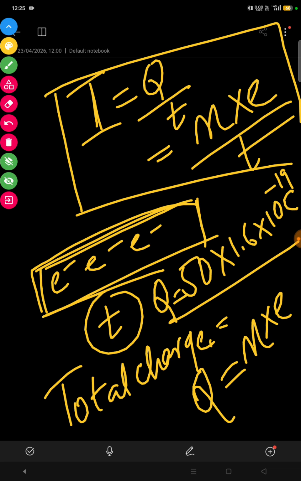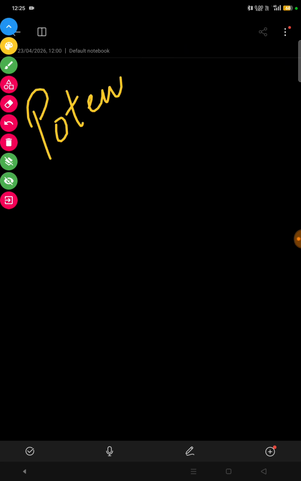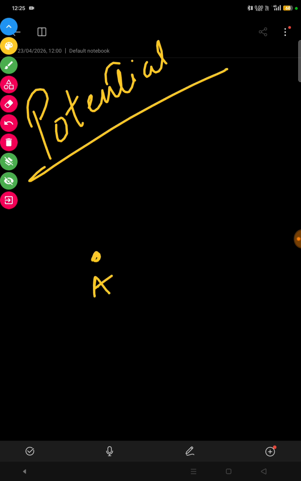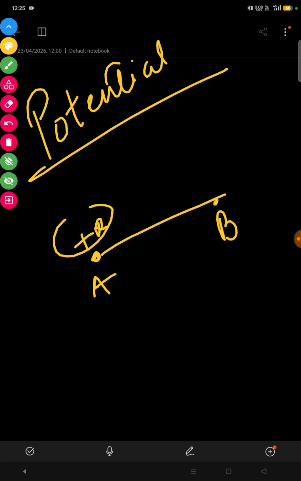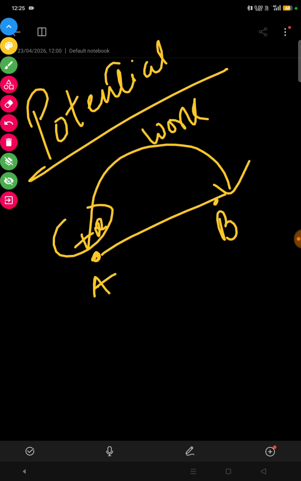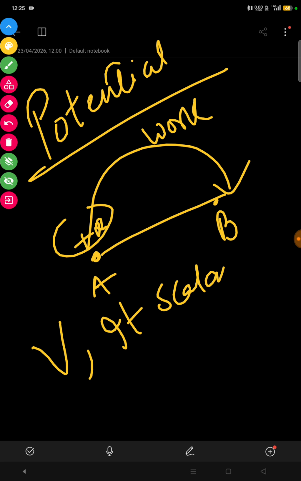Now come to the concept of potential. What is potential? Suppose this is point A, this is point B. The amount of work done in bringing a unit positive charge from infinity to that point, the work done in moving a charge from one place to another, is called potential. It is denoted by capital V, and it is a scalar quantity.